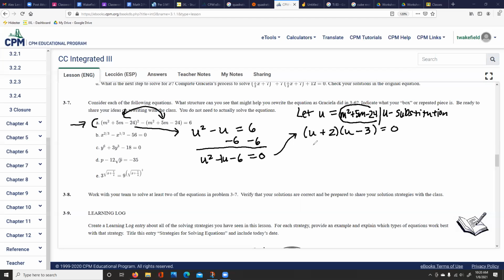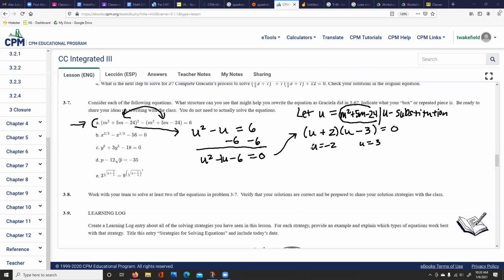And let's go ahead and solve this, right? I'm going to set this equal to 0. Can I just say u equals -2 and u equals 3? Can I skip one step? Hopefully by now you can skip that step. Okay, we solved for u, but we need to solve for m because that's originally what was in the problem. So we need to back substitute again.